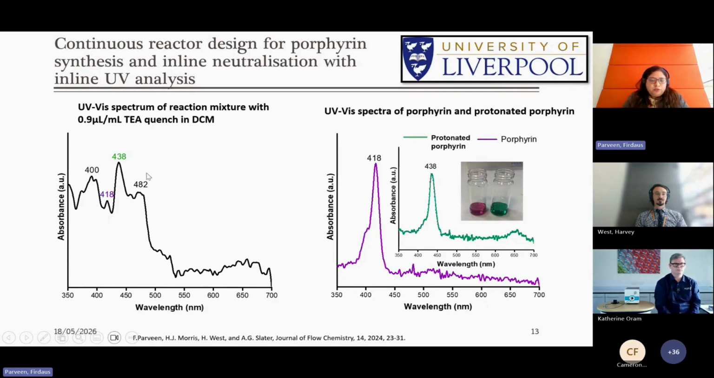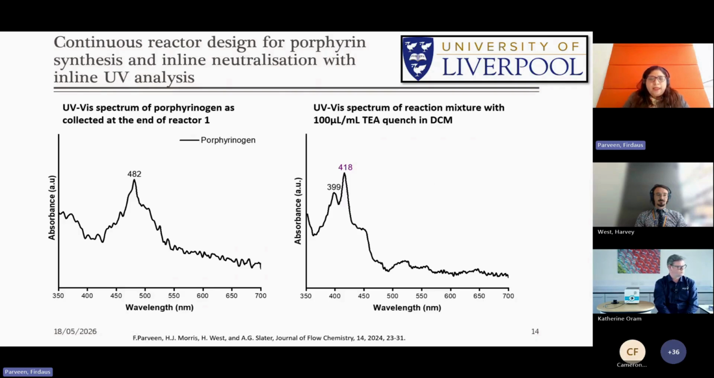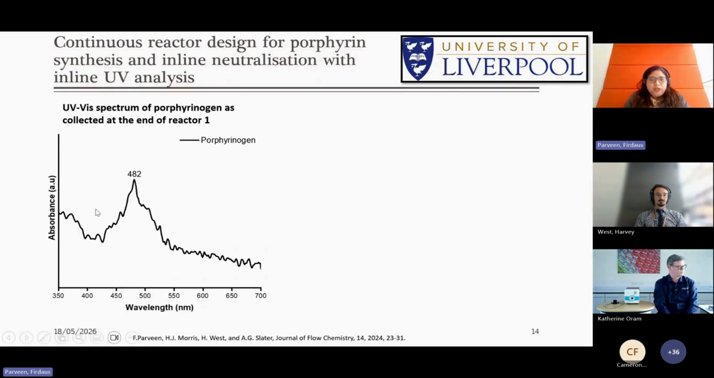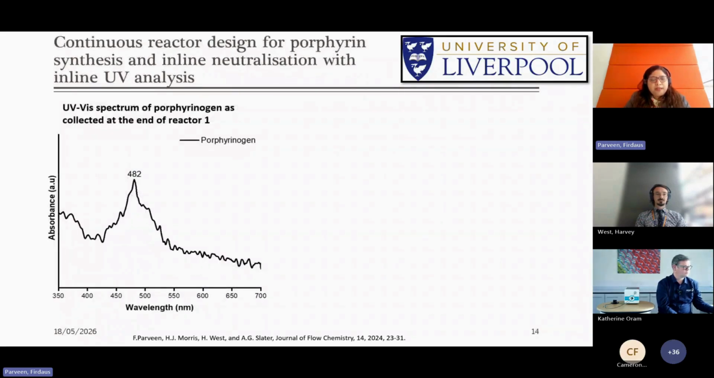To further find out what is 482, we put an Asynt FlowUV just after the reactor 1, and found that 482 corresponds to the intermediate porphyrinogen, and the peak at 400 comes from a different concentration of porphyrin. If you have highly concentrated porphyrin, then you can get a peak at 400, but if you have a dilute sample, you can get a peak at 418.